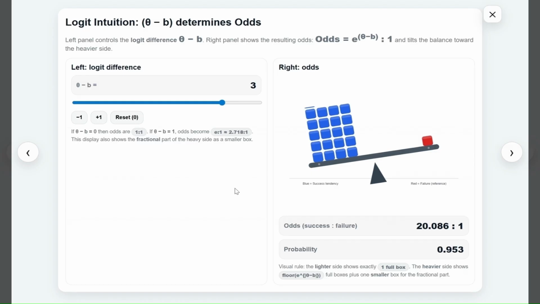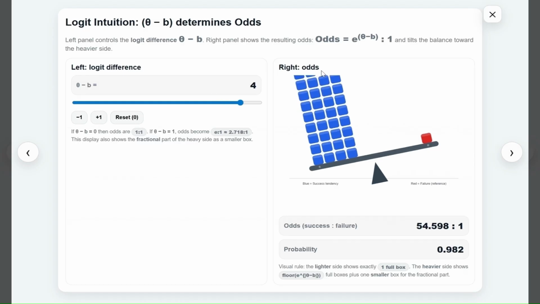If you go 4 logits, look at 4 logits, huge. You'll have 54.5, about 55 to 1 odds. This is the balance, 55 to 1. So it's 55 times more than one who is lower than you by 4 logits. So the logits make exponential growth in the odds, in the curve of the odds.